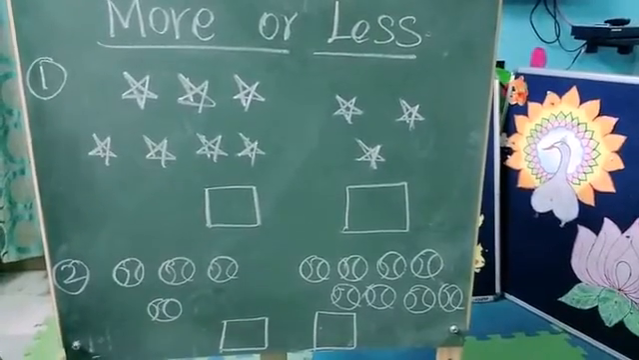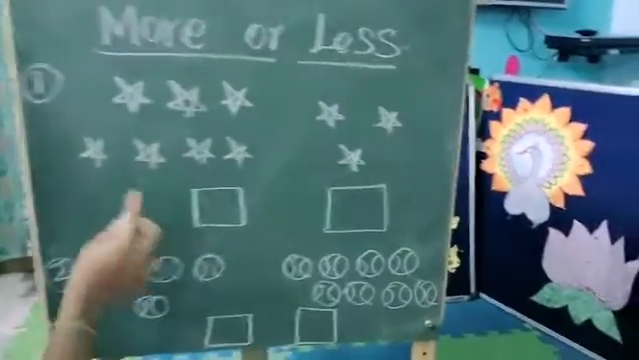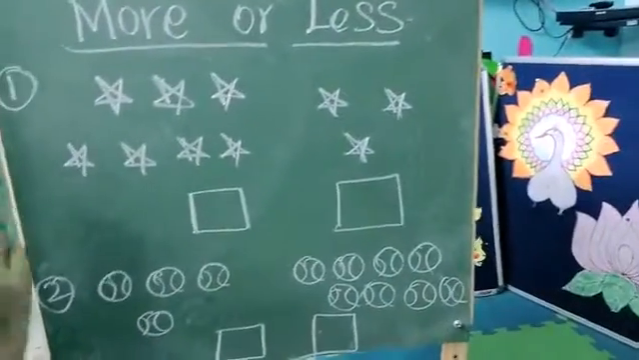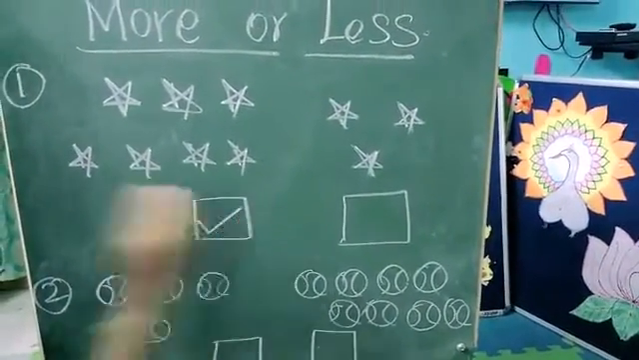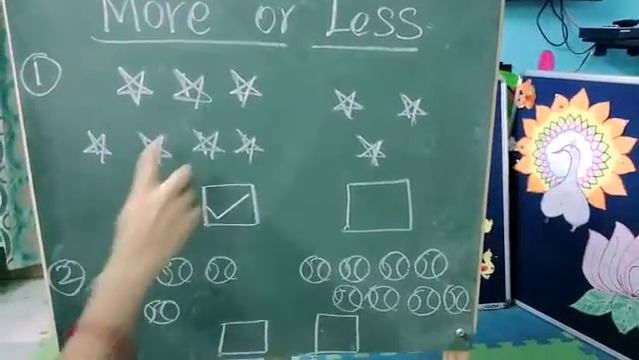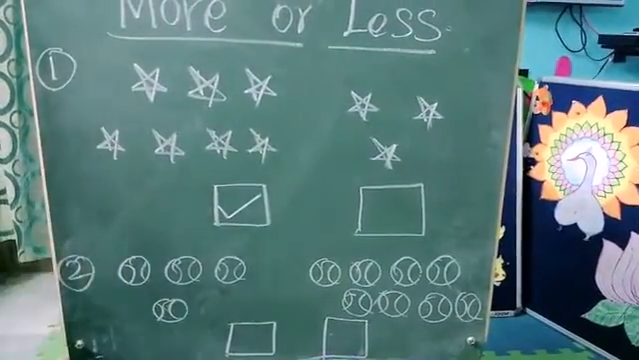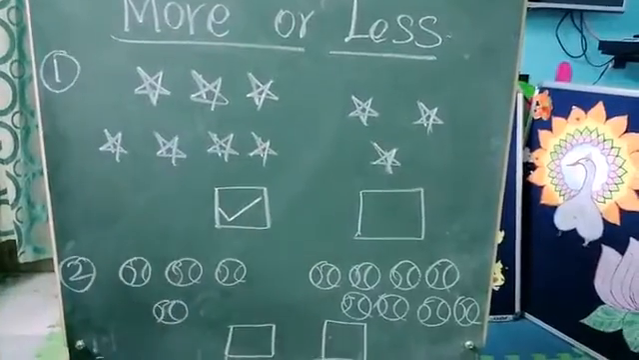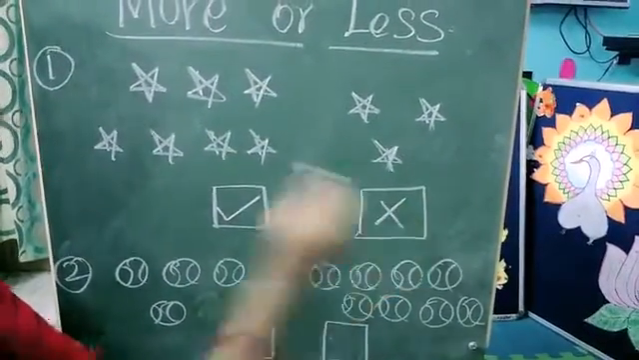For more, you need to put a tick. Okay kids, which side can you see more? Yes, this is the one. You need to put a tick. Which side can you see less stars? For less stars, you need to put a cross. The right side. You need to put a cross.